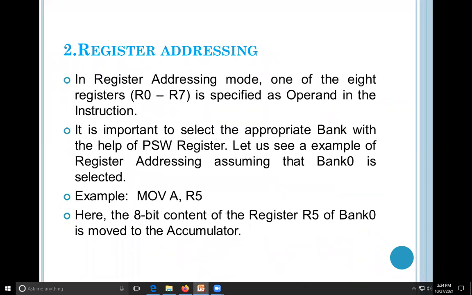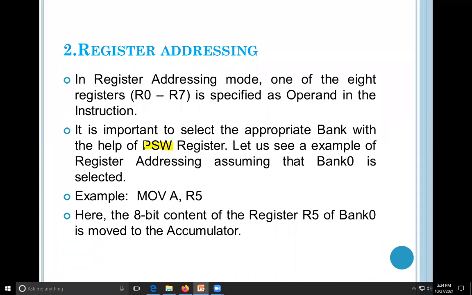Next, see the register addressing mode. We are discussing the banks here. How many register banks are there in the 8051? There are 4 register banks, bank 0 to bank 3. Each bank is selected by the PSW register, the program status word, as discussed in the architecture.